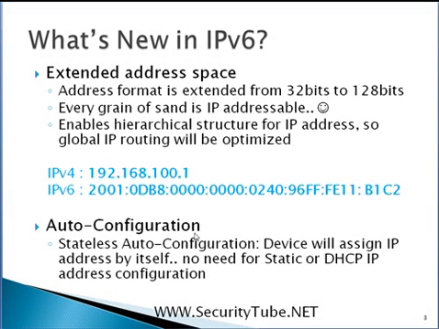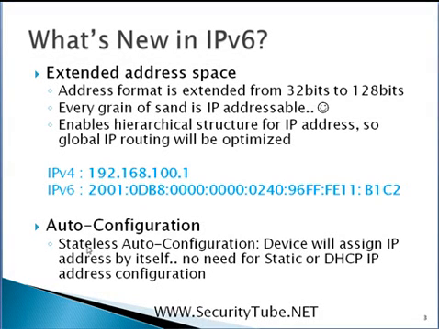Stateless auto configuration is a very important feature of IPv6. The device will assign IP addresses by itself, and there is no need for manual IP address configuration or DHCP based IPv6 configuration. Yes, manual and DHCP configurations are supported, but by default auto configuration is always enabled, and devices will be able to give IP addresses to themselves.